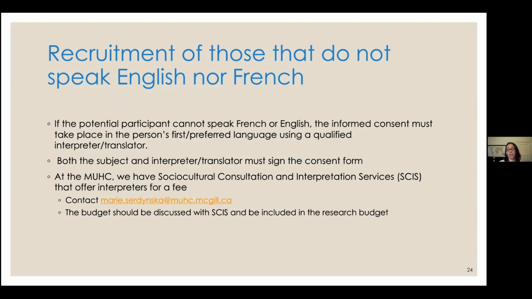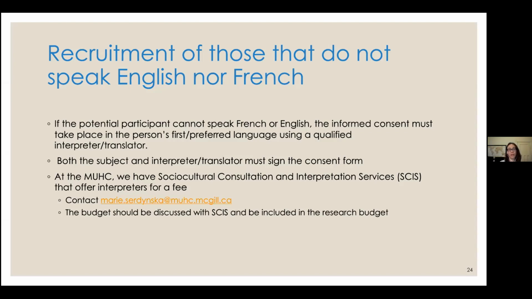Depending on your study, and if that's not part of your exclusion criteria, then you can have an interpreter or translator come and translate the consent form for them. In that case, the interpreter and the participant would sign the consent form. And we're lucky here at the MUHC, we have a sociocultural department that has translation services or interpreters for a fee. And the contact information is there.